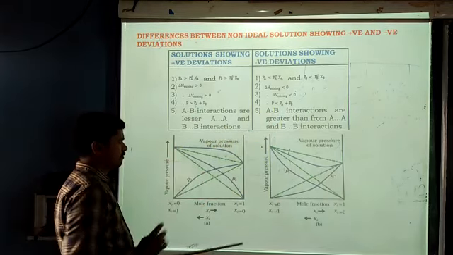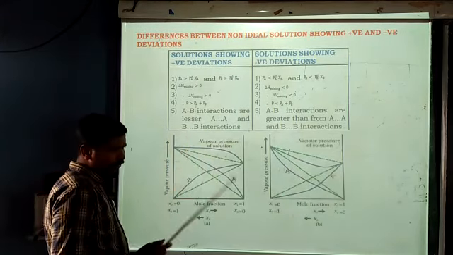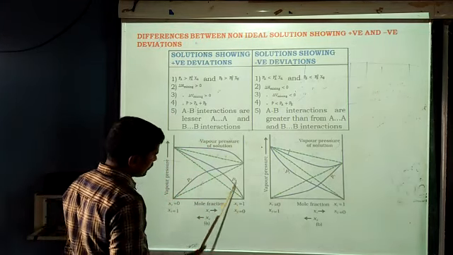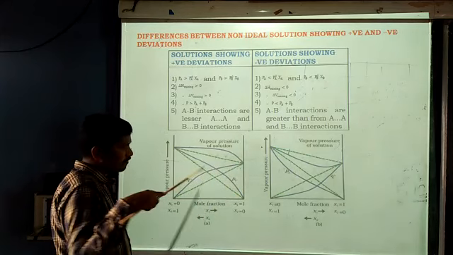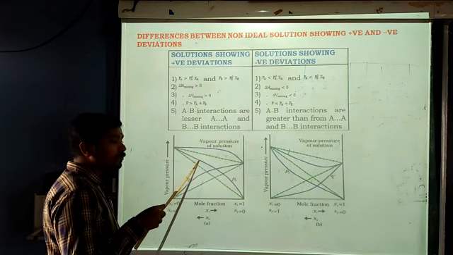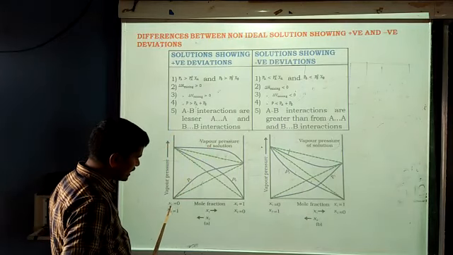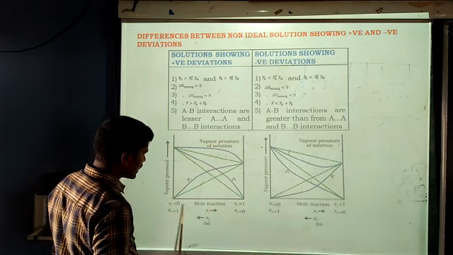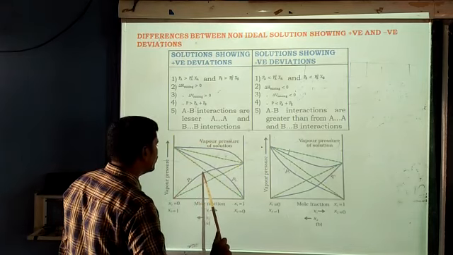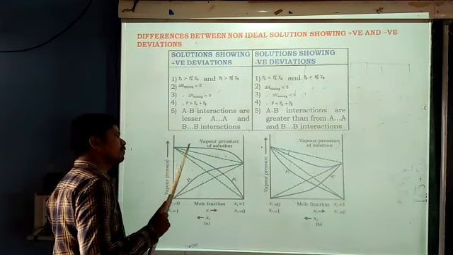Okay, come to this graph. Look at it. This is the positive deviation graph. According to Raoult's law, the green lines are the vapor pressure values calculated from Raoult's law. But because AB interactions are less, this will show something different. This is the mole fraction X1, the solvent. Actually it should be like this, but what will happen? Its value increases like this, and its mole fraction value will be more.